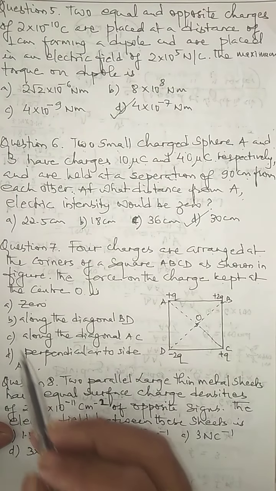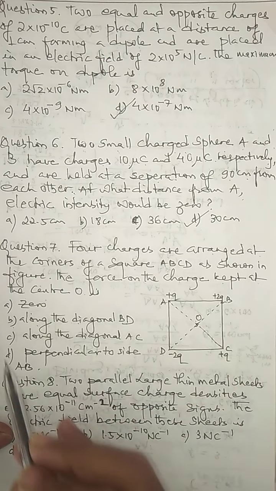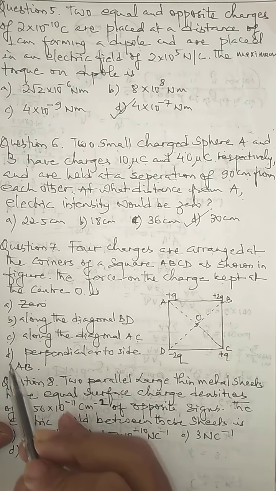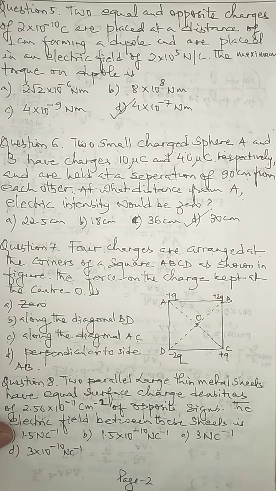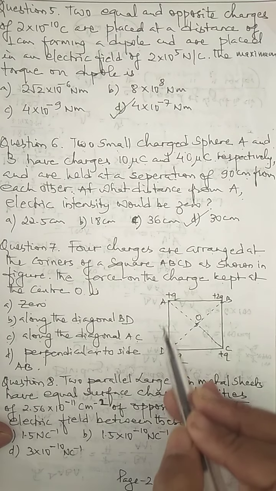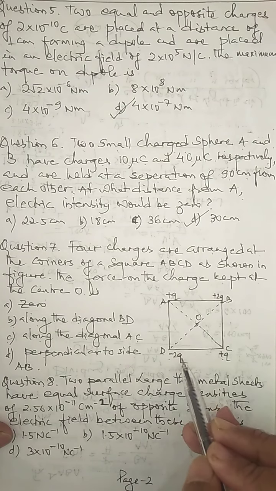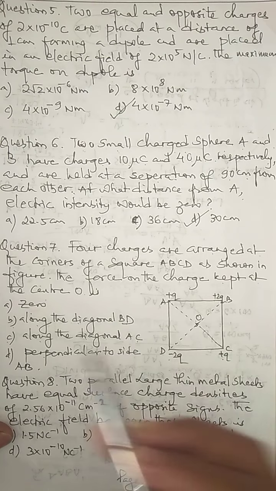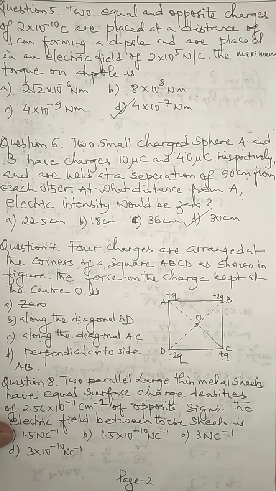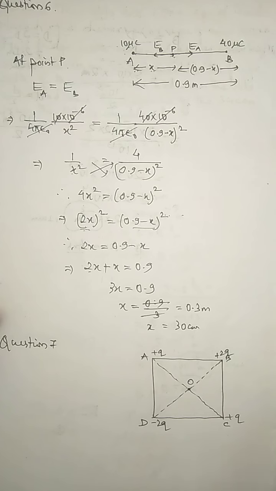One is 0, another B is along the diagonal BD, C is along the diagonal AC, and D is perpendicular to side AB. And the charges you can see placed on the 4 corners of the square are plus Q, plus 2Q, plus Q, and minus 2Q. Now in order to solve this question and to choose the correct option, let's go to the solution. We just follow this figure and we don't have to do any calculation here, but the only thing is that we should know the direction of forces acting on the charge placed at O, that is the center.